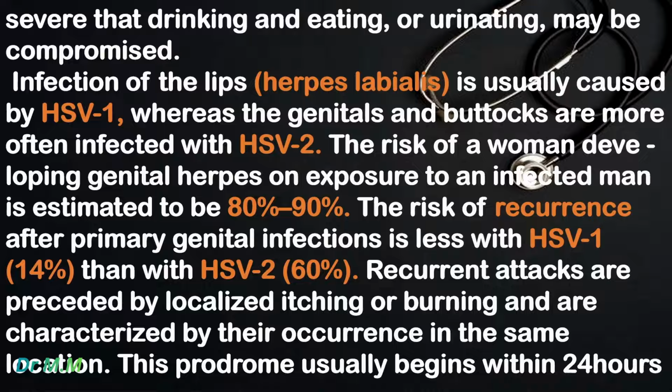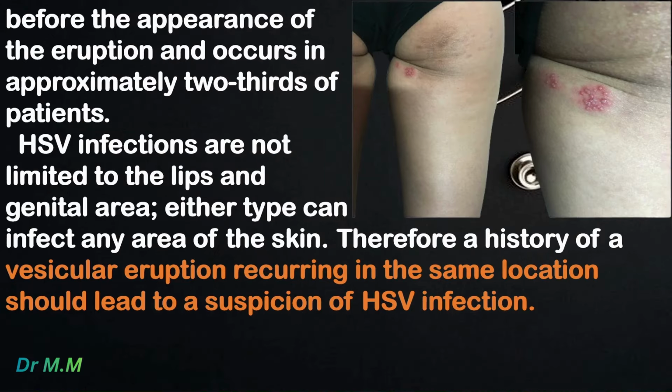The risk of recurrence after primary genital infections is less with HSV1, which is 14%, than with HSV2, which is 60%. Recurrent attacks are preceded by localized itching or burning and are characterized by their occurrence in the same location. This prodrome usually begins within 24 hours before the appearance of the eruption and occurs in approximately 2/3 of patients.